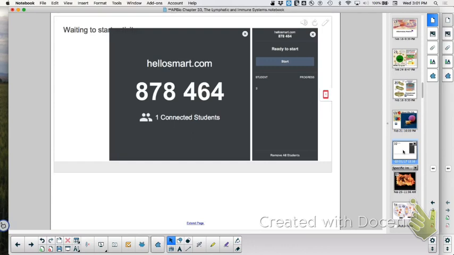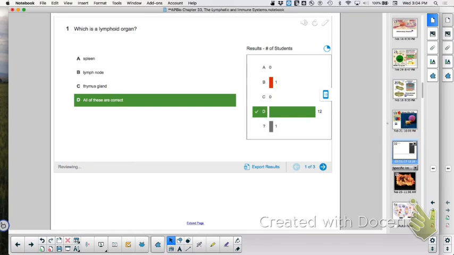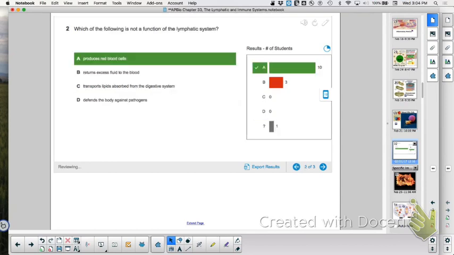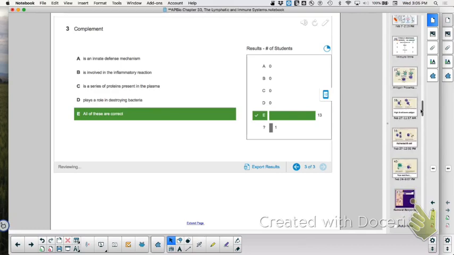Okay, so let's check your answers. All of those are lymphoid organs. All of them. I'm curious, how do you pick the lymph and not pick the spleen? Returns excess tissue fluid to the blood. I believe I led with that. Okay. Yay, all of those are correct. All right, let's try another one.